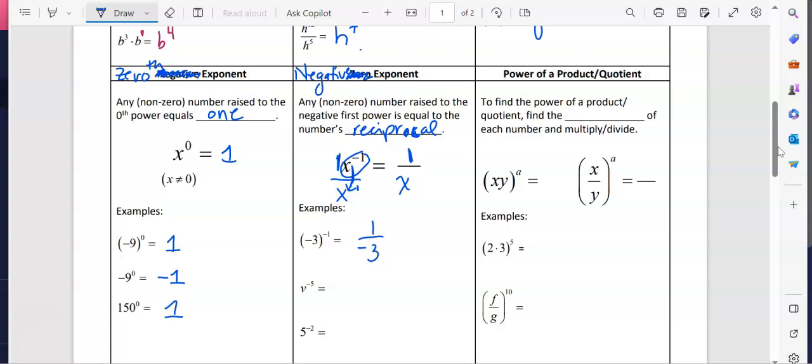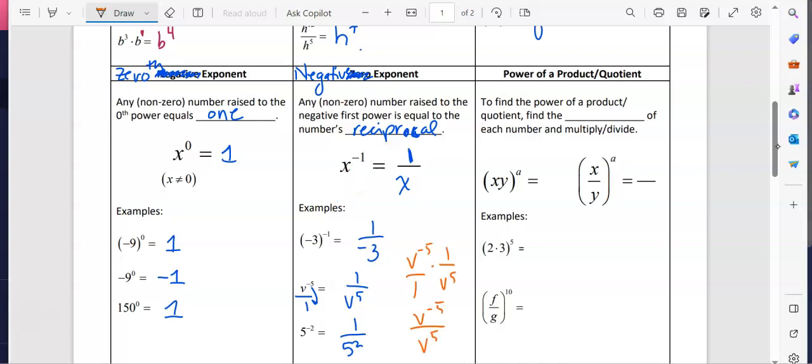V to the negative fifth is 1 over v to the fifth. Again, moving it to the bottom, changing the exponent sign. And then 5 to the negative second is 1 over 5 squared.